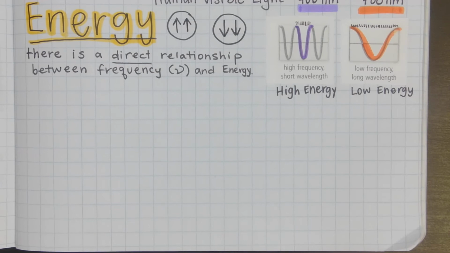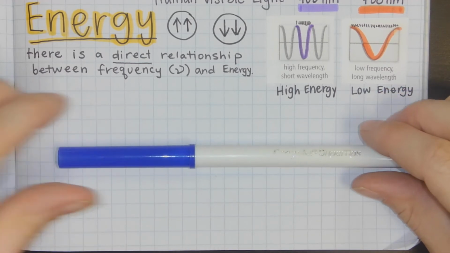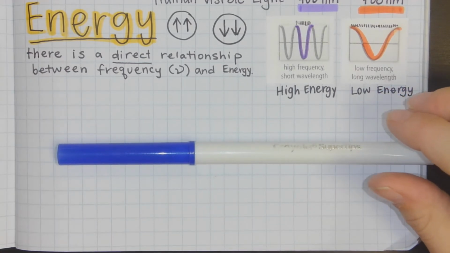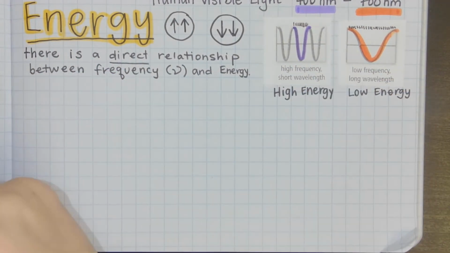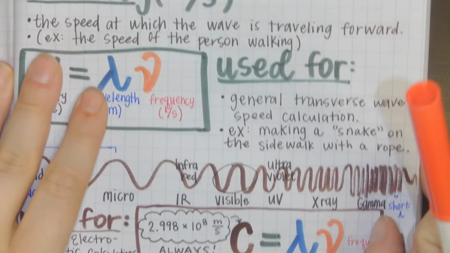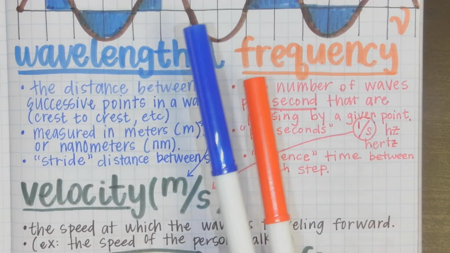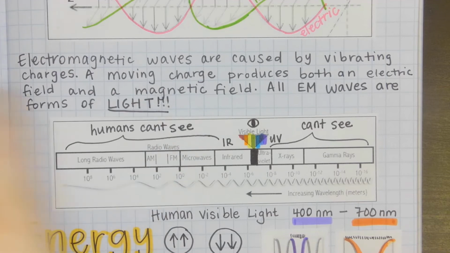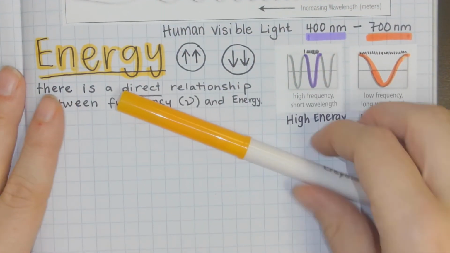But, let's see. We need a couple of colors back. I'm going to use blue for the wavelength, like I always do. I'm going to use red for the frequency, just like on the previous page, we color-coded wavelength and frequency. So I'm using these colors. And now, since I can't really find my orange marker, we're using yellow for energy.